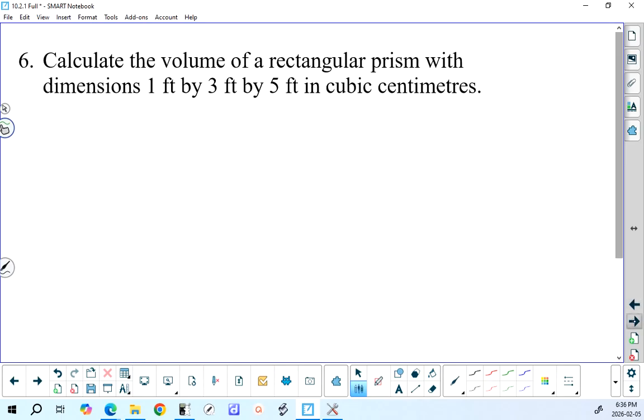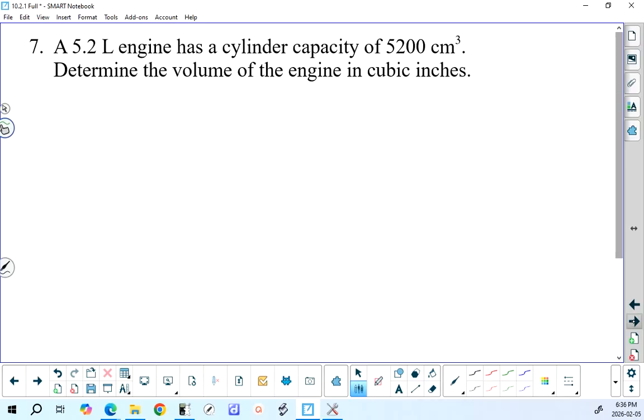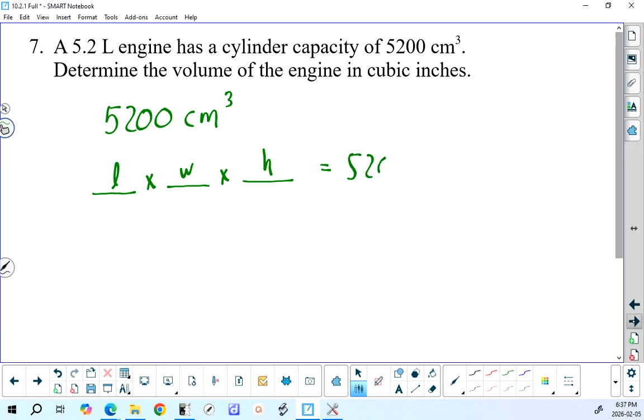And we're also going to skip number 6. I want to cut to the chase here and talk about number 7. You have an engine which has a volume of 5,200 cubic centimeters. Now, you and I know that an engine is not box-shaped, but we can take this volume and represent it as a length times a width times a height, and it's going to give us 5,200 cubic centimeters.